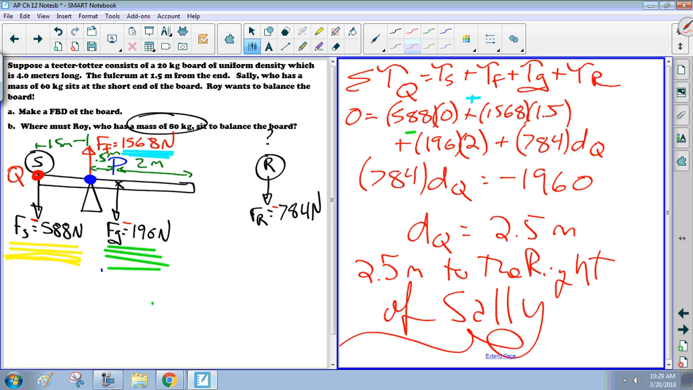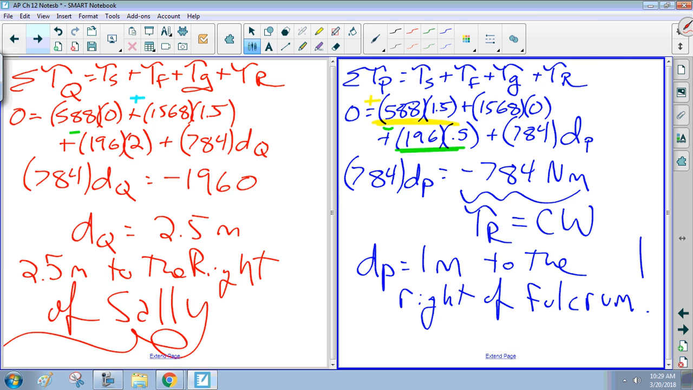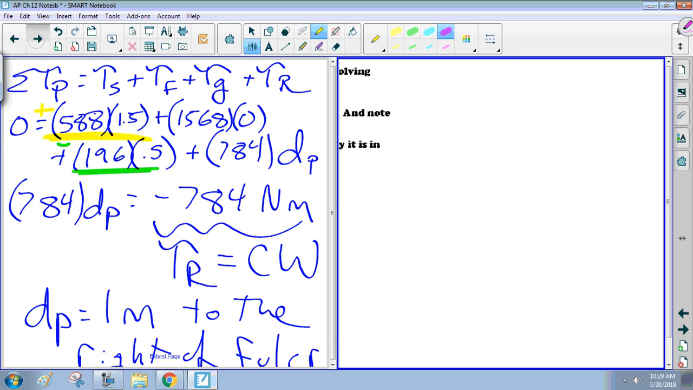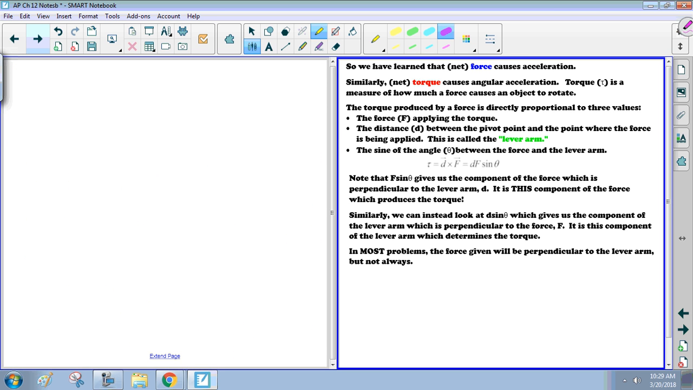Now, here's the deal. Everything here was all along one dimension, right? That teeter-totter was horizontal. All of our forces were vertical. This is AP, so we're up in the difficulty a little bit. So this we already went through. When an object is in equilibrium, net force is zero, net torque is zero. Again, I'm going to highlight the fact that you can use any pivot point. Also, please remember, in that example, all of my forces were vertical, and my lever arm was horizontal, so all my angles were 90 degrees, right?